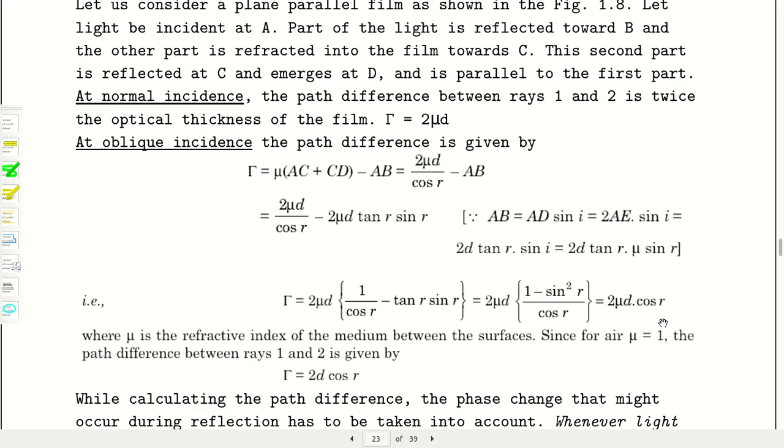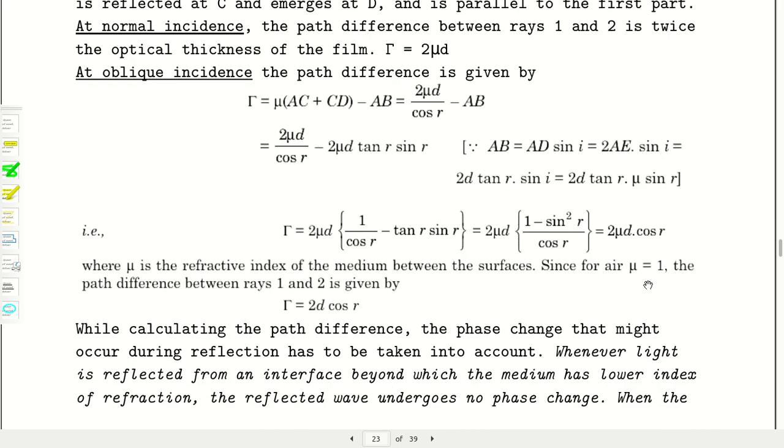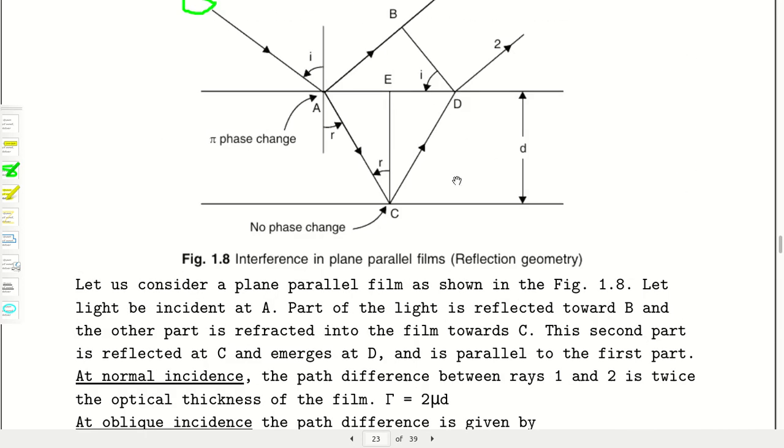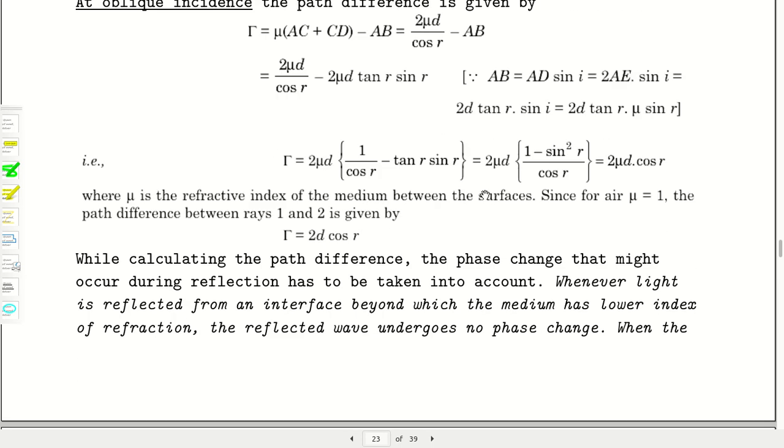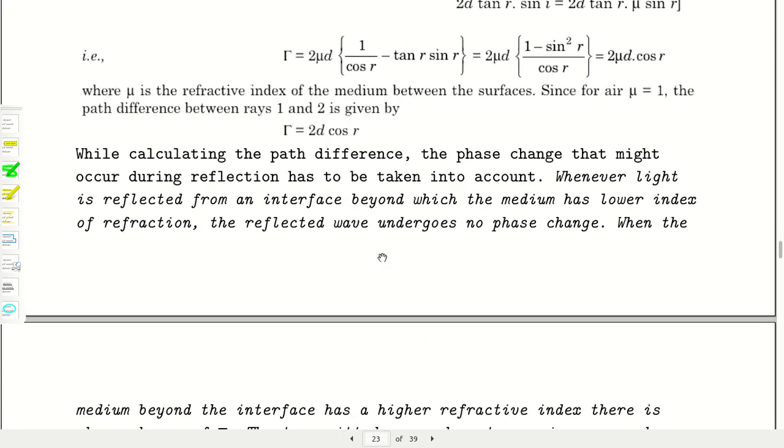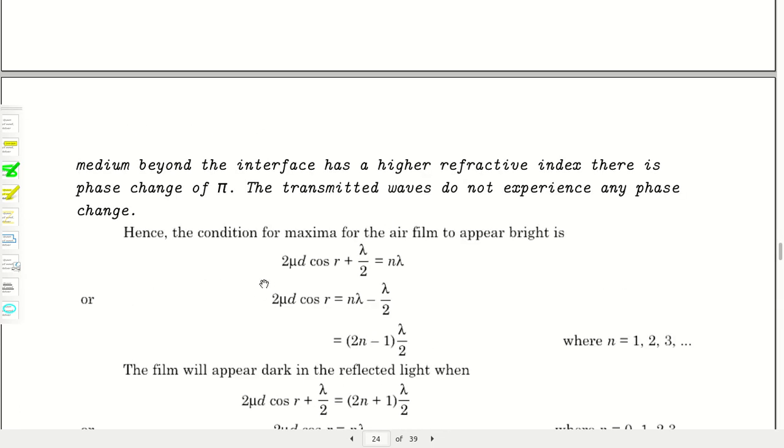Now mu is equal to 1 in the case of an air film. If you assume the film is made up of air and outside there is a different medium, as happens for a soap bubble, the mu will vanish from the calculation, but that is a special case. So 2d cos r is written over here, but I am keeping the mu term.